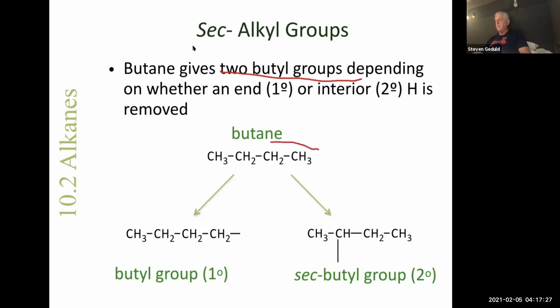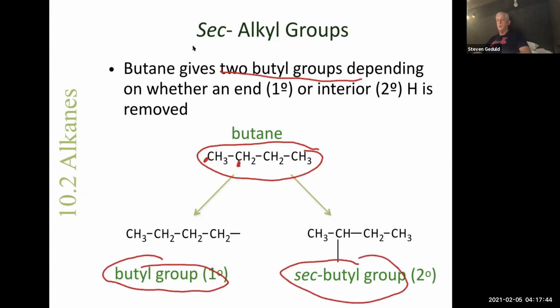So here's butane. If we take off one from the end, we get our butyl group. If we take off one from one of the middle ones, we get a sec butyl group. So it'd be sec butyl, or butyl group. Butyl, you take off the hydrogen at the end. Sec butyl, you take off the hydrogen from the secondary carbon.